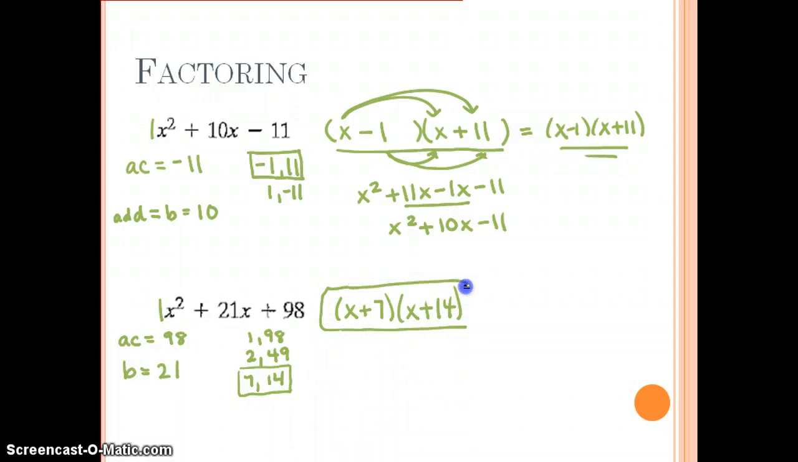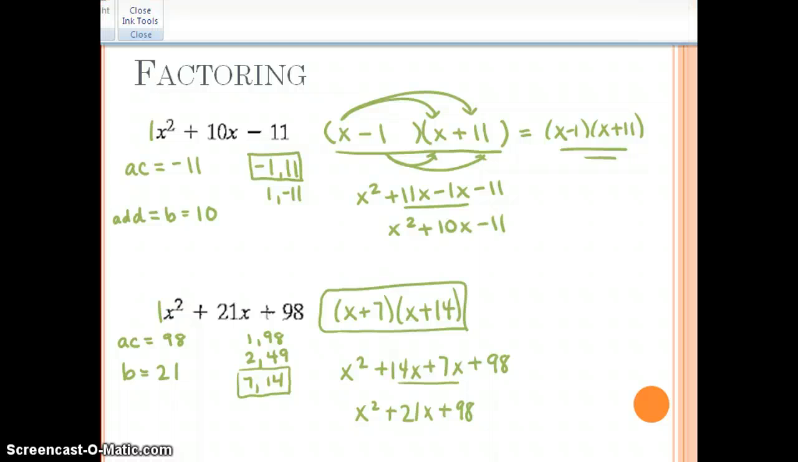And again, you could check it, and you should. Double check that if you distribute, x times x is x squared. X times 14 would be plus 14x. 7 times x would be plus 7x. And 7 times 14 would be plus 98. Combine my like terms, x squared plus 21x plus 98. And I realize that yes, this is definitely my final factored answer.